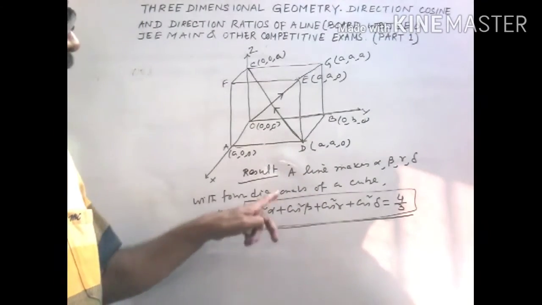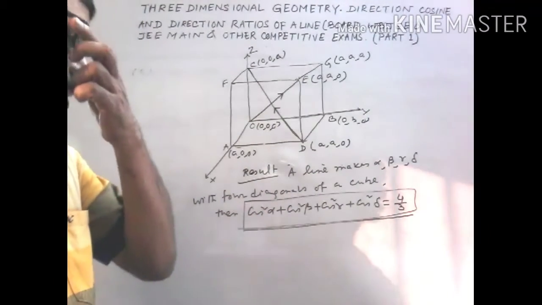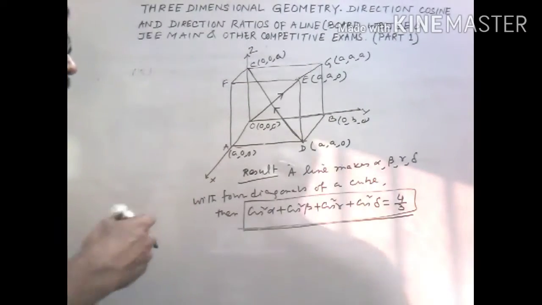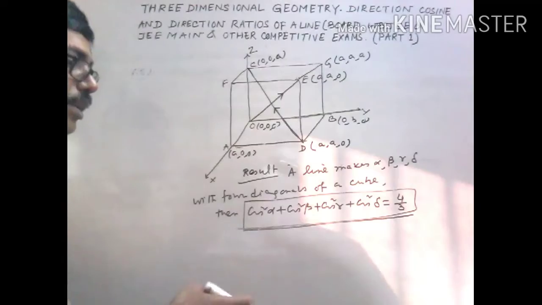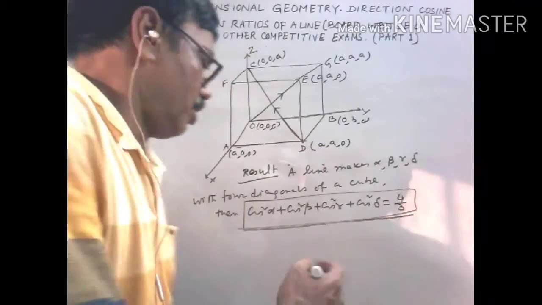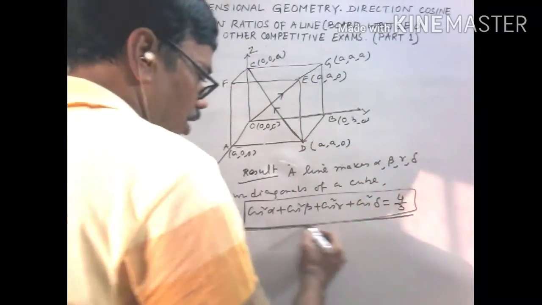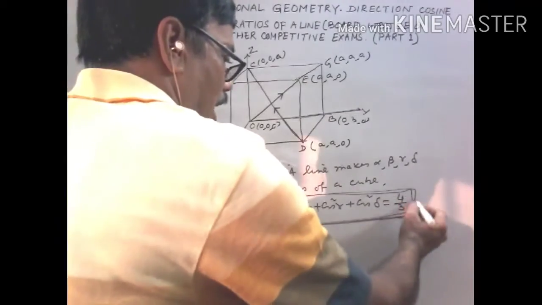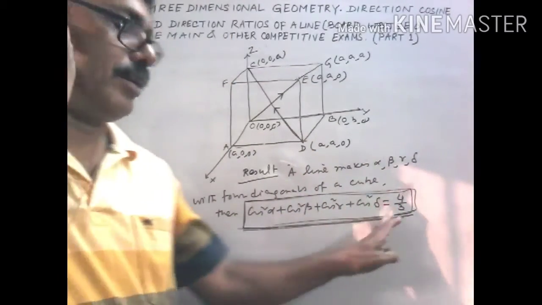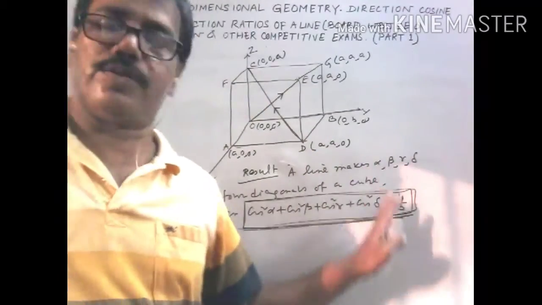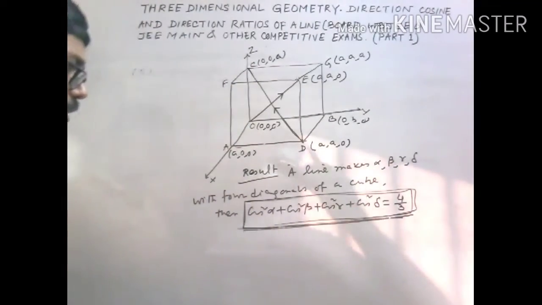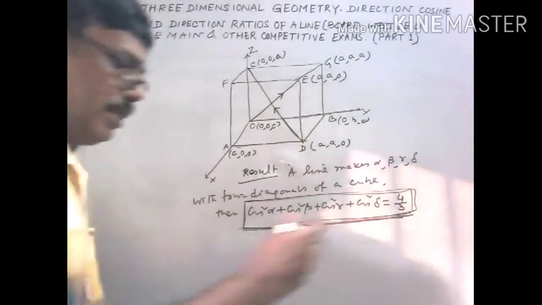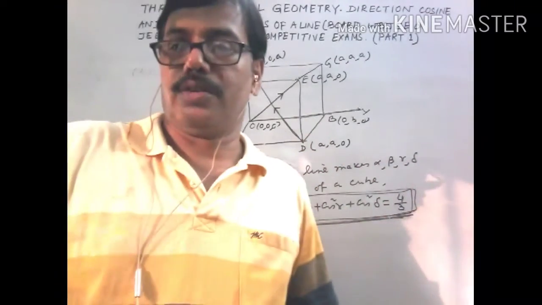Then cos alpha equals, you have to find using the angle between lines and one diagonal. Then cos beta, cos gamma, cos delta. So using the angle between any two lines we get this result. So we can get this proof from any standard book. So for competitive exams you have to recall the result.